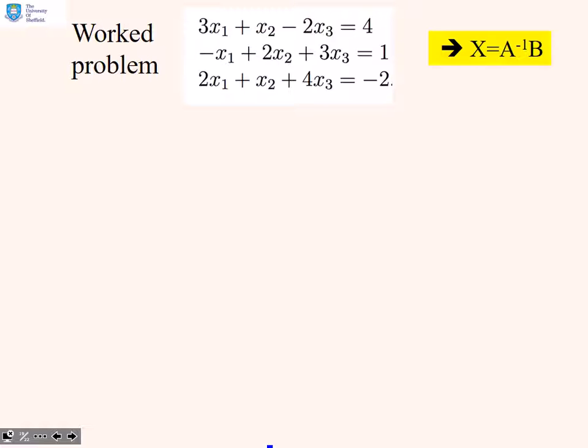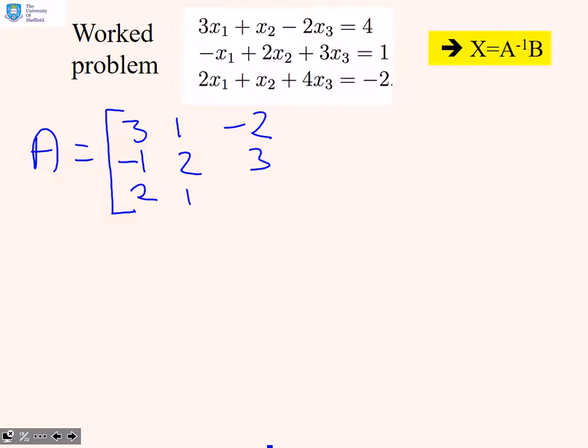Okay, here's a problem that we might want to try ourselves. So if I define the corresponding A matrix for these simultaneous equations, you'll see I get 3, 1, minus 2, minus 1, 2, 3, 2, 1, 4. So what I need to do is say, okay, what are the cofactors? So let's start by looking at something like A11. So the cofactor for this is going to be the determinant of 2, 3, 1, 4.